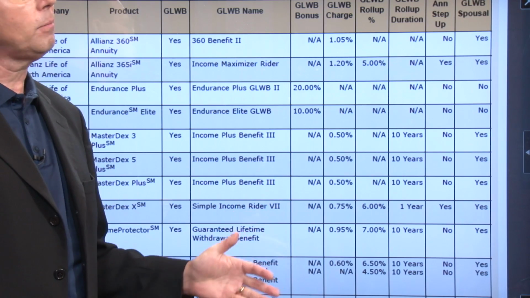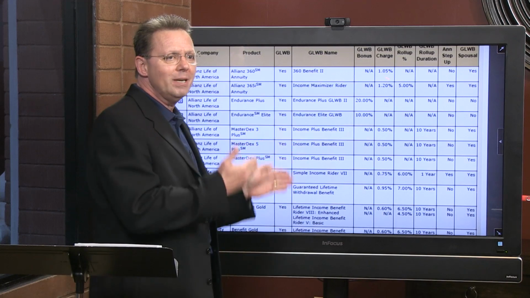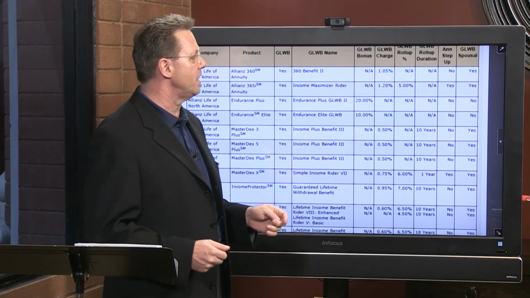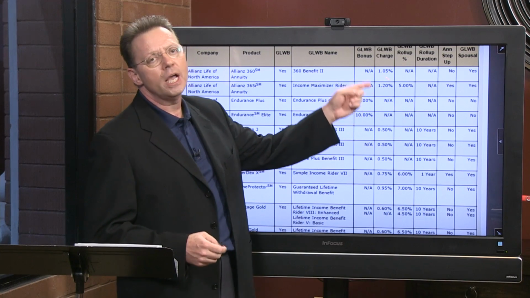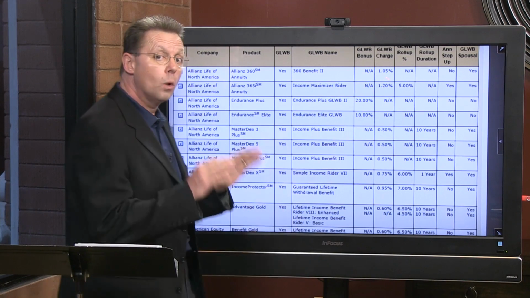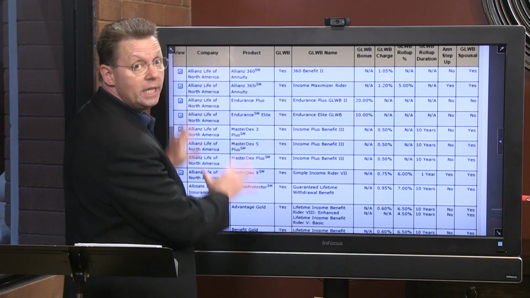And a lot of these, remember, they're all over the board. You want to look at every single possibility when you're looking at these, and can they put on the GLWB spousal rider? What I've done here is I've mapped out only the riders here.